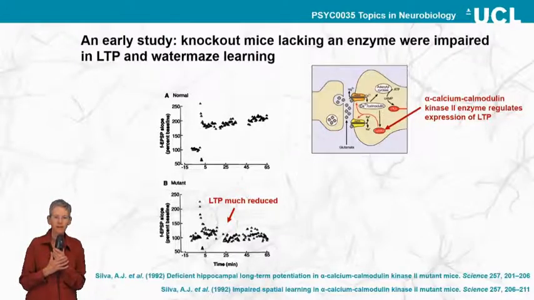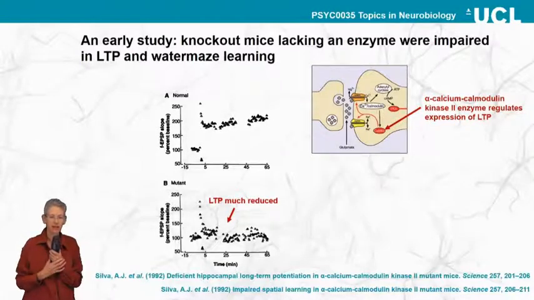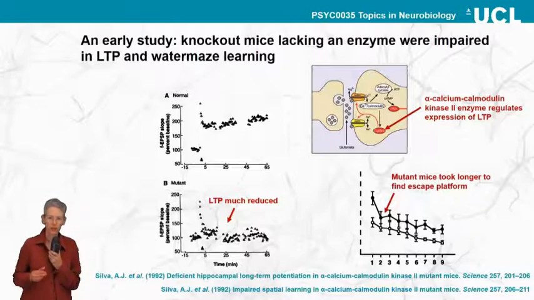So mice were made that lacked alpha calcium calmodulin kinase, alpha CaMKII. And these mice were very impaired on LTP, so you can see in the graph that the affected mice after the tetanization, the high-frequency stimulation, the evoked potentials didn't really get any bigger at all. And these mice were then tested on the water maze, and they were found to be very impaired in their water maze learning. So they took longer to find the escape platform.